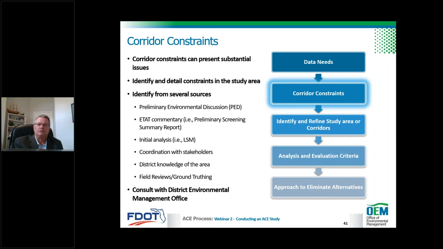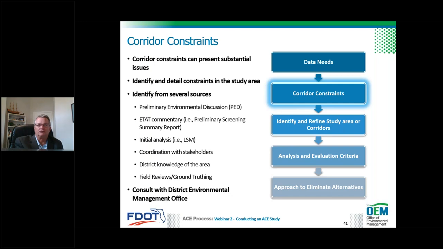And so often we start with just identifying what your resources are in your project area. Not all of these are going to be project constraints. Certain resources will, if you will, rise to the level of being an identified constraint where you see some big issues with hitting something. So some sources for these resource identification are going to be your preliminary environmental discussion, certainly the input that you get from ETAT or stakeholders.